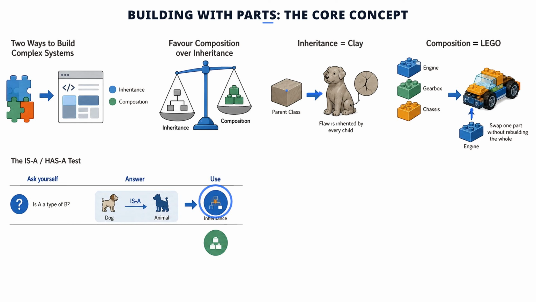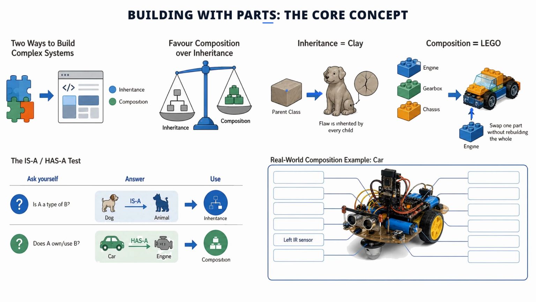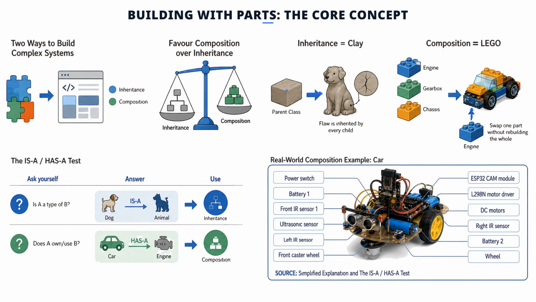In the second row, we ask, does A own or use B? If the answer is yes, like a car has an engine, then we use composition. The car is not a type of engine. It simply contains an engine to function. You can even see this mapped out on this real-world robot car here, composed of dozens of independent modules. The core takeaway is: favor composition creates systems built from independent, swappable parts rather than rigid, fragile hierarchies.